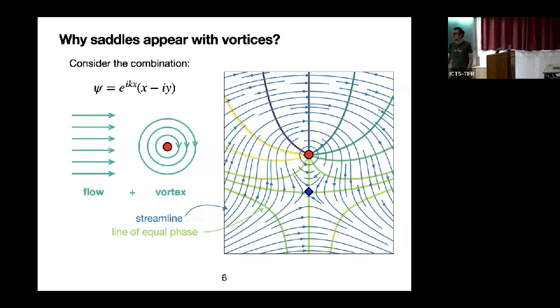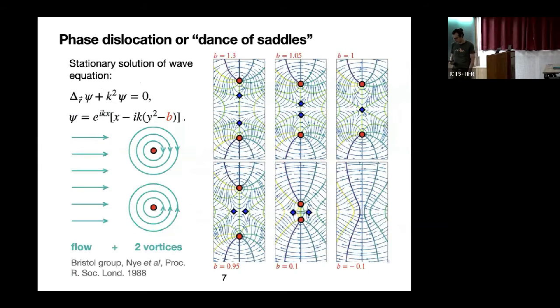And now the idea is that you have a vortex in a flow, it creates a saddle. So now how would a vortex and an anti-vortex in a flow interact? That's the following slide. It's work that was done by Nye and his collaborator in Bristol in '88. The question was the following: to find the solution of the stationary wave equation in 2 dimensions, and to see what's happening if you try to make these two vortices interact.